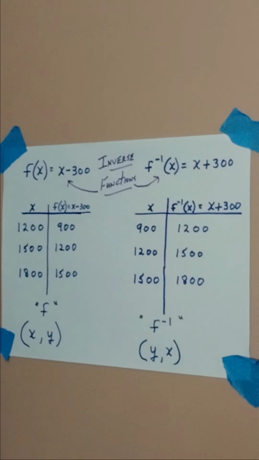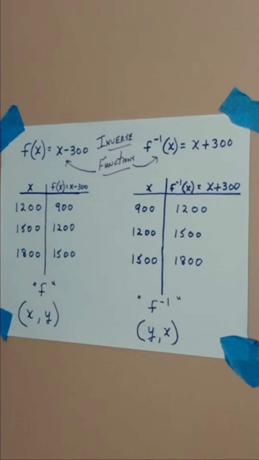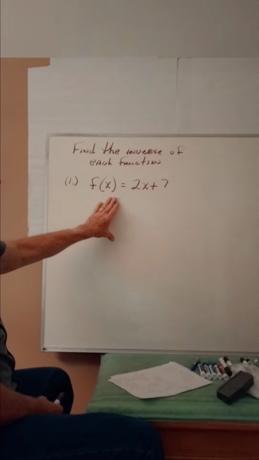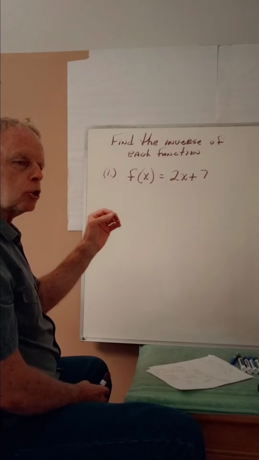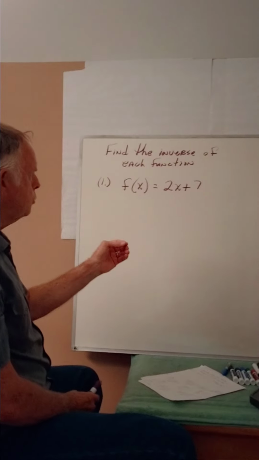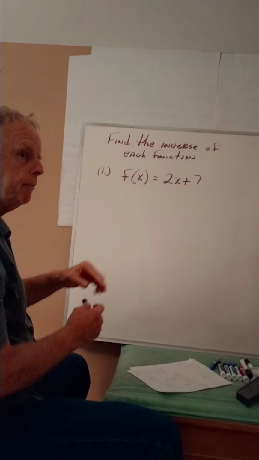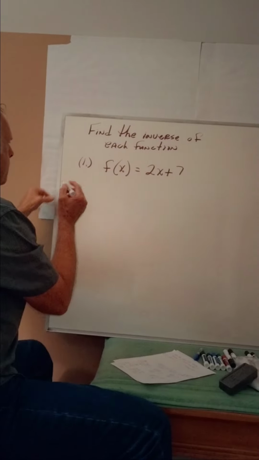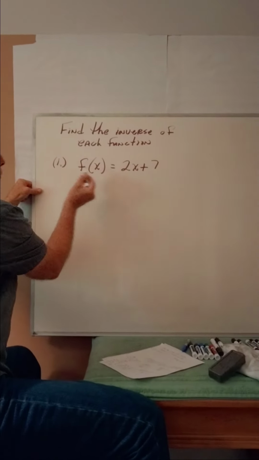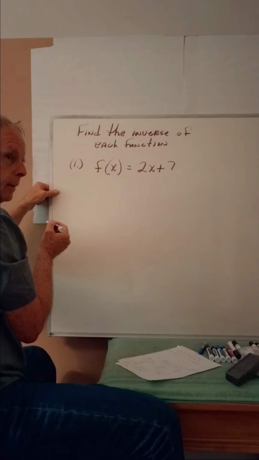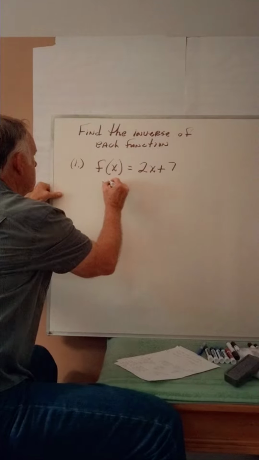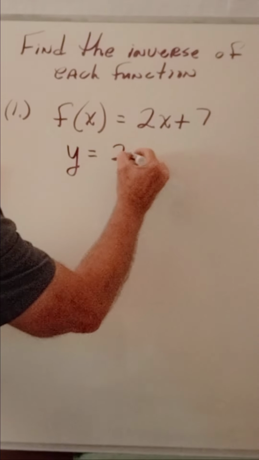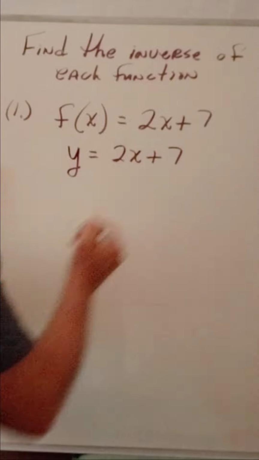When you are given a function written as an equation and we want to find its inverse, we're going to use a strategy called the switch and solve strategy. Step number 1 of that strategy is this: replace the f of x with y. So we have y is equal to 2x plus 7.